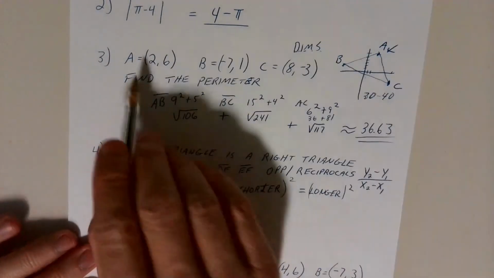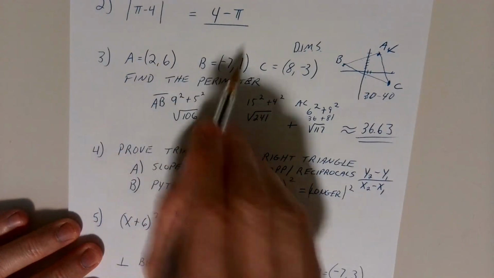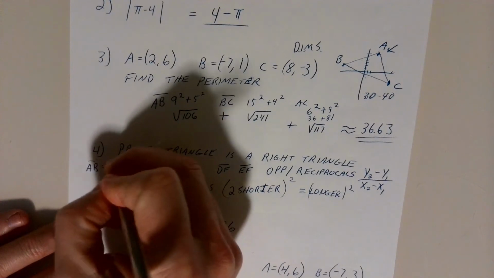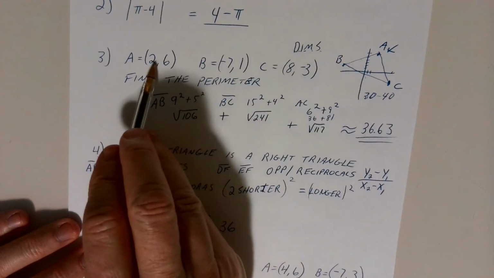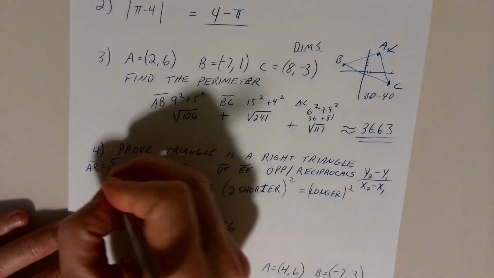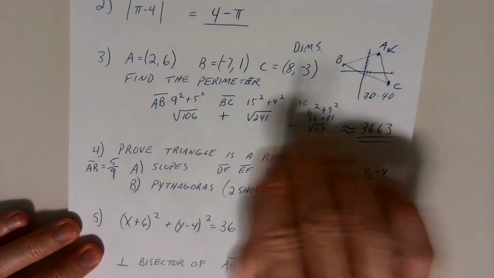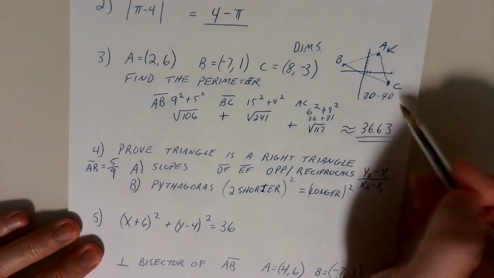Slope of AB. So the slope of AB, 6 minus 1 is 5. And then 2 minus negative 7 is 9. So that slope is 5/9. So that's AB's one. Now we want to do AC's.